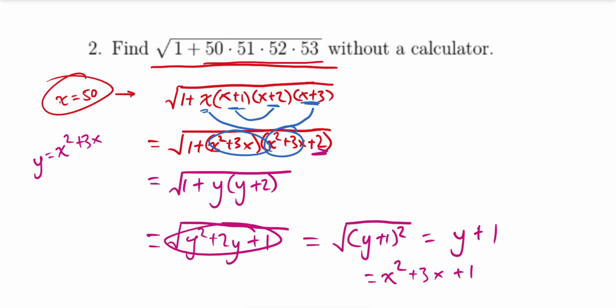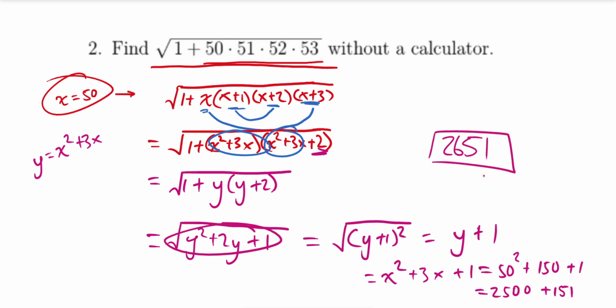And then finally, we set x to 50. So it's just 50 squared plus 150 plus 1, which is, let's see, 2500 plus 151, which gives us 2651 as our final answer. And we're done.